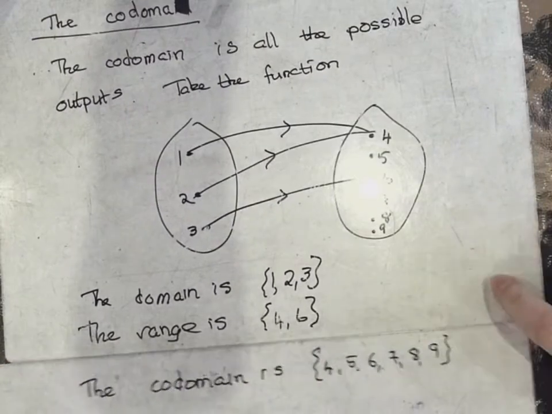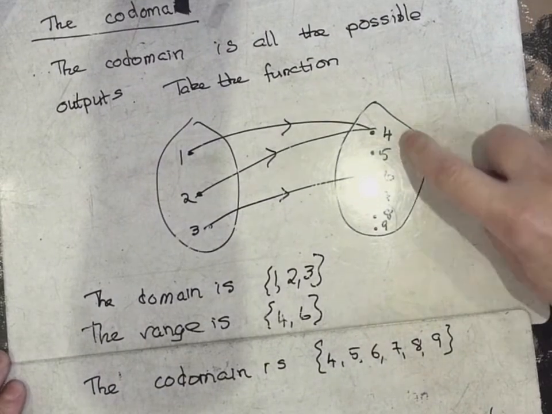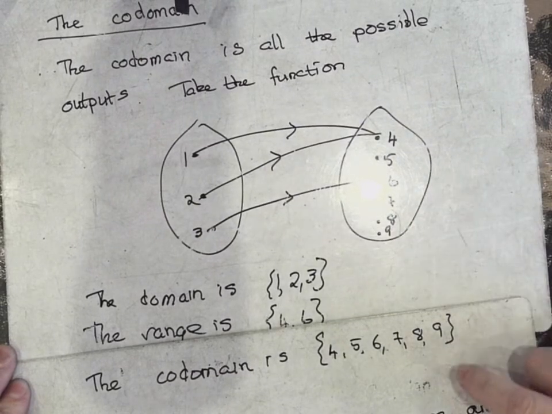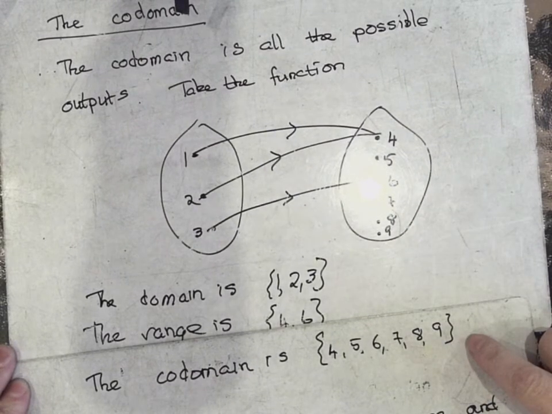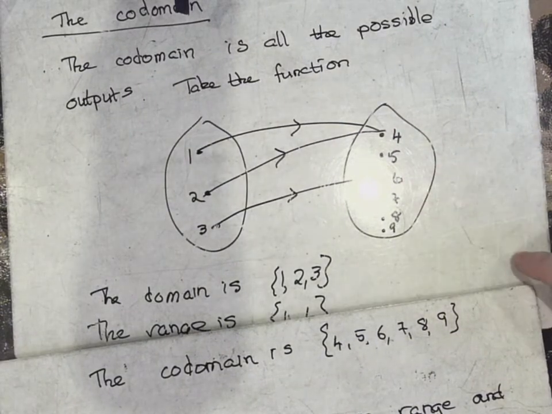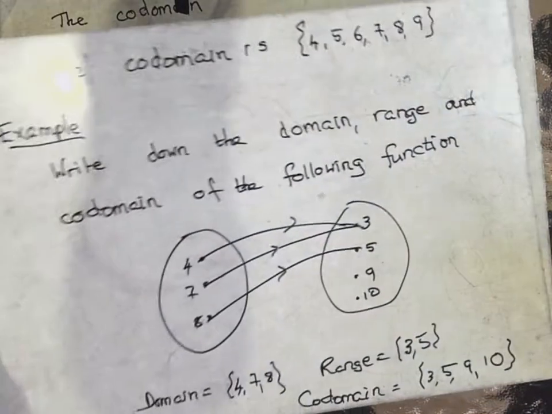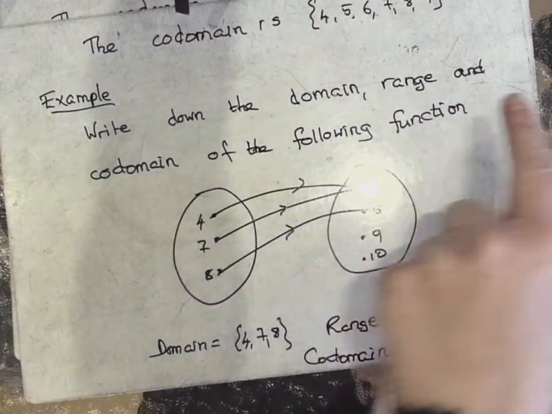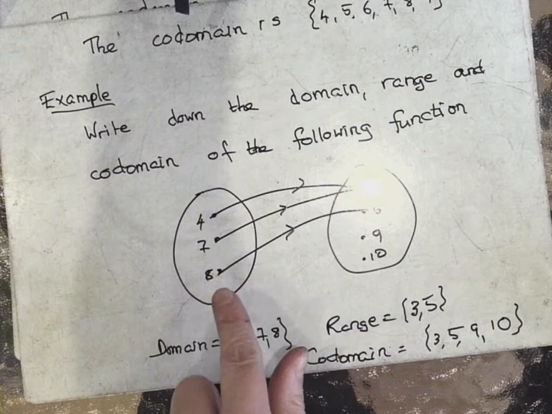So while we only got out a 4 and a 6, we could have got a 4, 5, 6, 7, 8, 9. So that's called the codomain, right? So all the possible outputs, okay, not the actual outputs, right? A second example of that there, girls. Write down the domain, range and codomain of the following function, right?